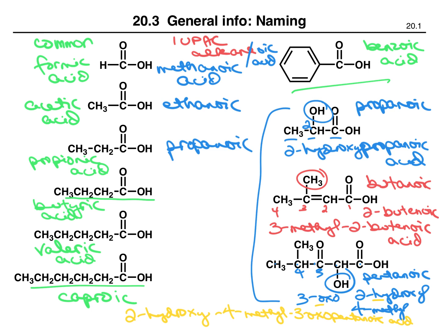So carboxylic acids have priority over alkyl groups, over alkenes, alcohols, ketones, aldehydes, and there's rules. So know the basics, know the common names for the small carboxylic acids, know the common name for benzoic acid, and then be able to use the systematic name when it comes to other substituents.